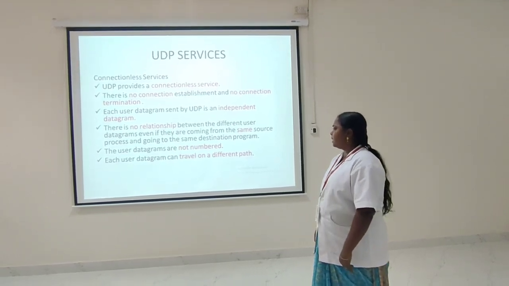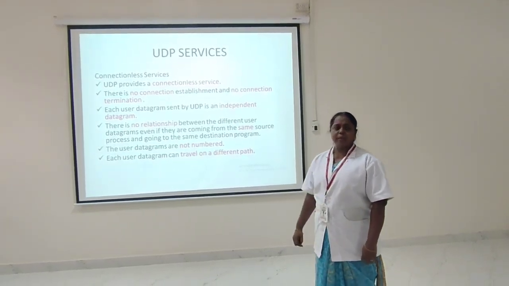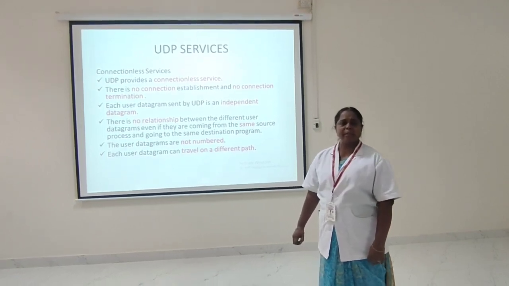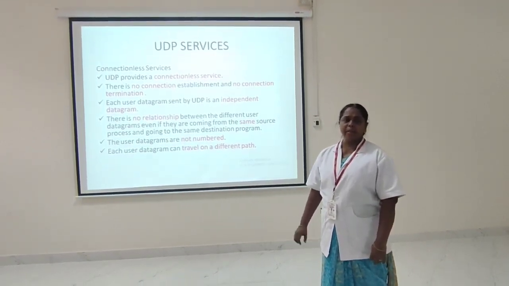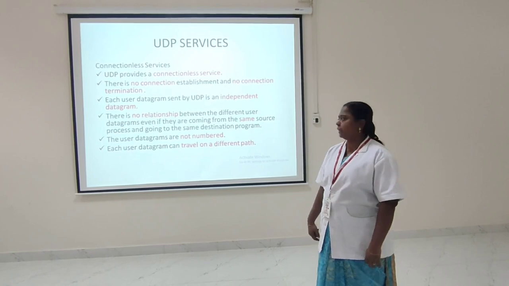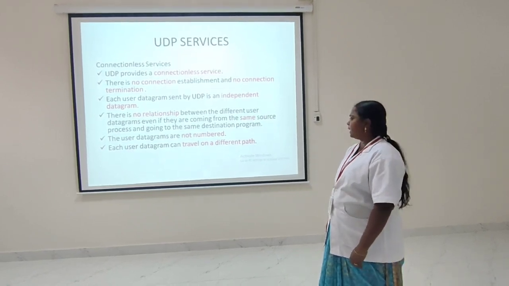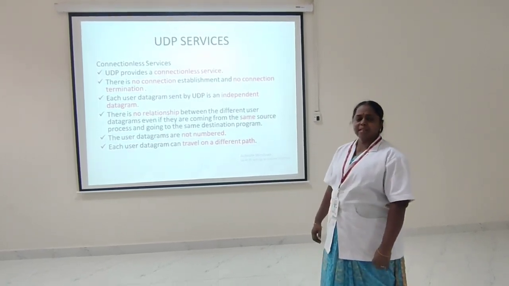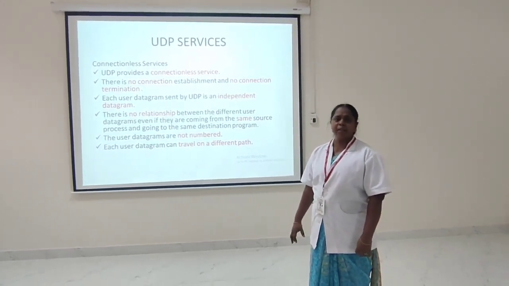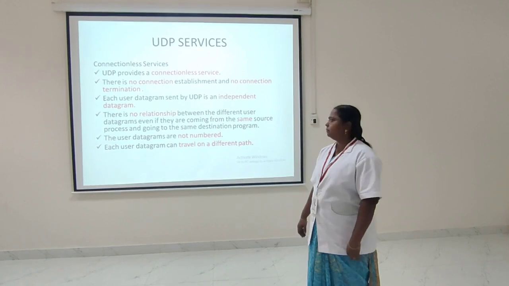The user datagrams are not numbered. Why? Because in TCP, it is ordered delivery of packets, so every packet has a sequence number. But in UDP, it is datagram delivery, so no numbers are specified in the packet. Each user datagram can travel on a different path. As I said earlier, user datagrams select different routes to reach the destination. Next.